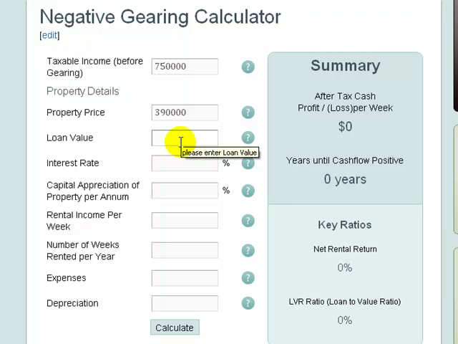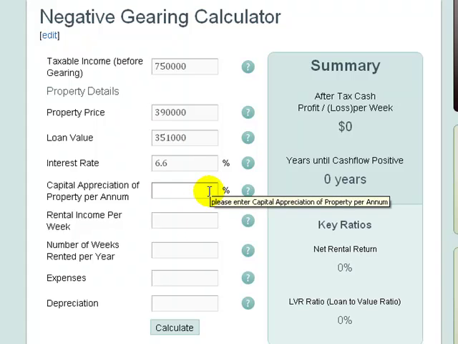Next, the loan value. How much are you going to borrow? We're going to go with a 10% deposit, so we're going to assume $351,000. Next, the interest rate. Currently, interest rates are about 6.6%, but you can change this figure to see what a change in rates will mean to you.